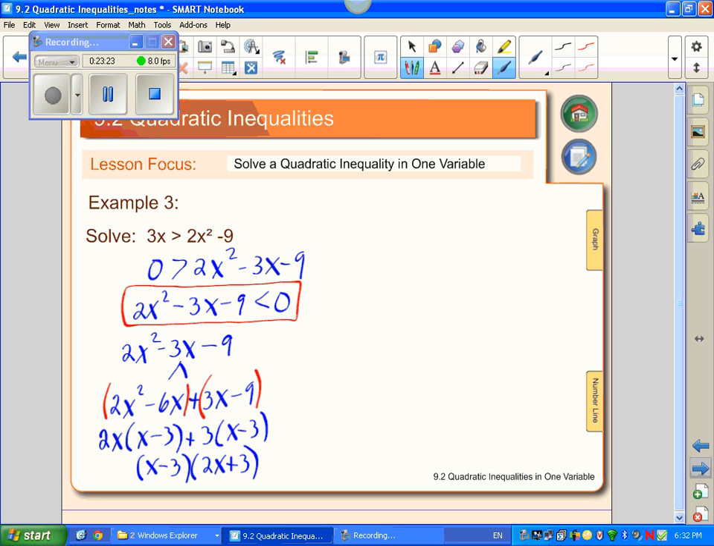And really, what is this asking of us? I'm doing this procedure to find out where my zeros are. So where does this equal 0? And so that's saying where x is equal to 3, or where x is equal to -3/2. That is where my zeros are.